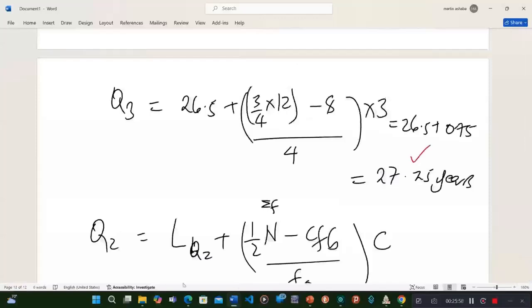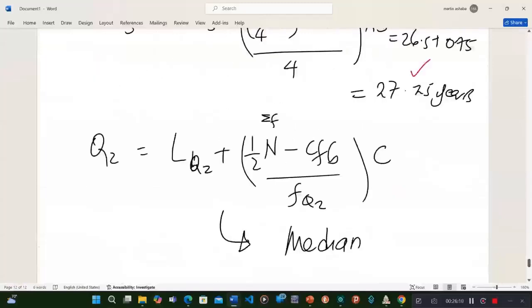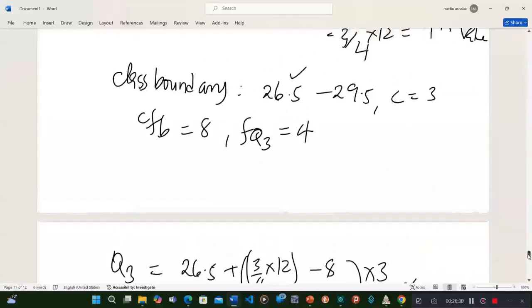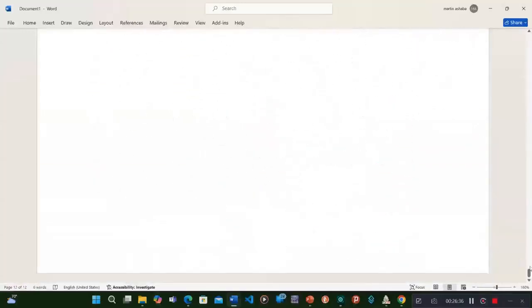Then we said Q2 is the same as the median, and therefore if you are to calculate for it, you'll find that you can use this formula: LQ2 plus n out of 2 minus the cumulative frequency before, divided by the frequency of the Q2 class, then times the class width. You'll find your answer is equivalent to the median. Then the interquartile range, obviously, you would get this Q3 minus Q1. That's all that we discussed in this lecture. Wish you a good time.